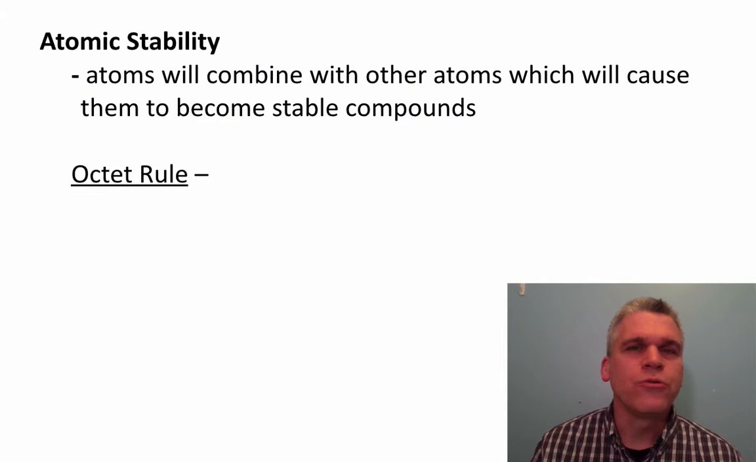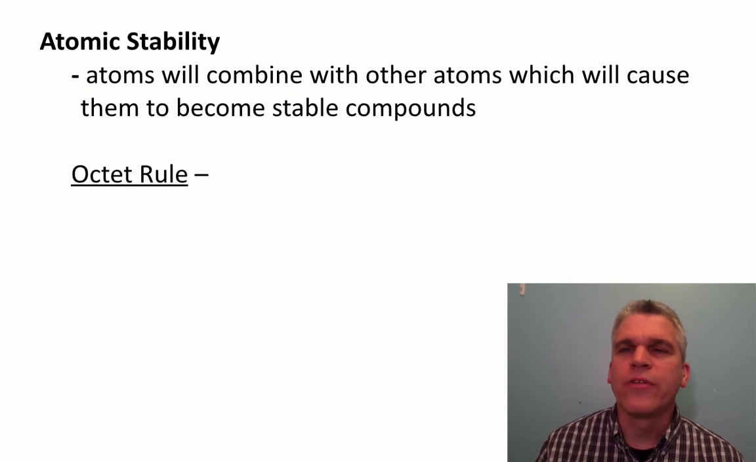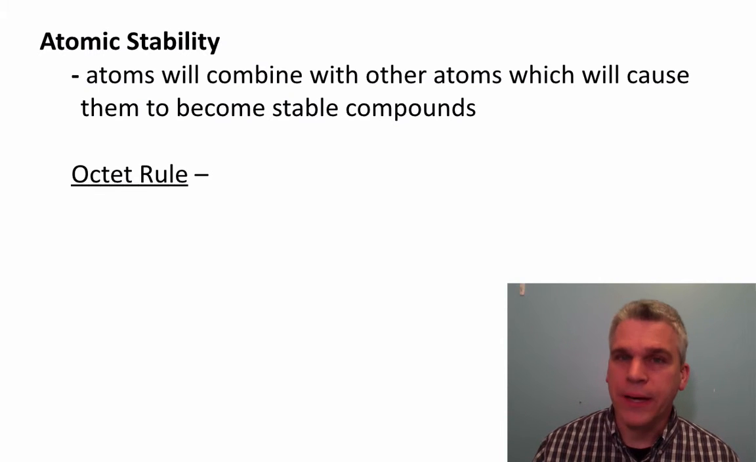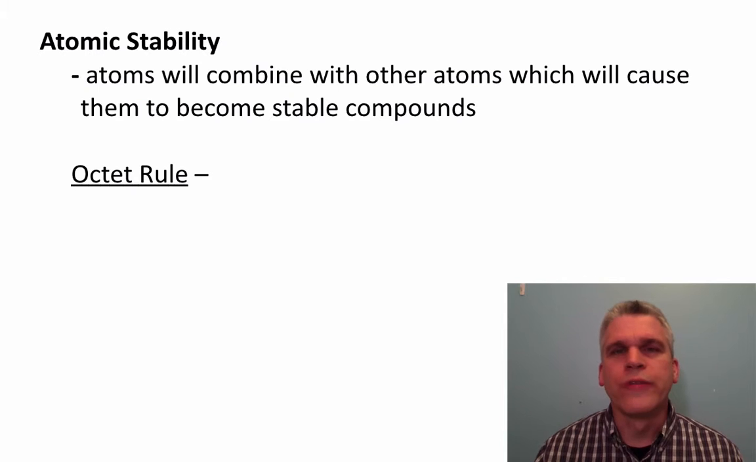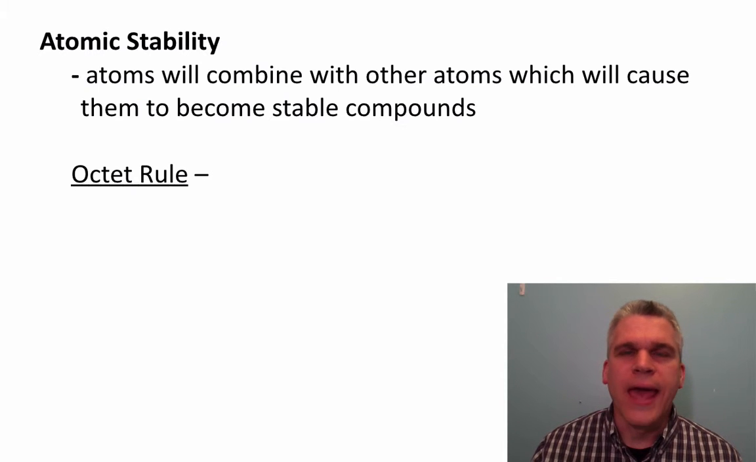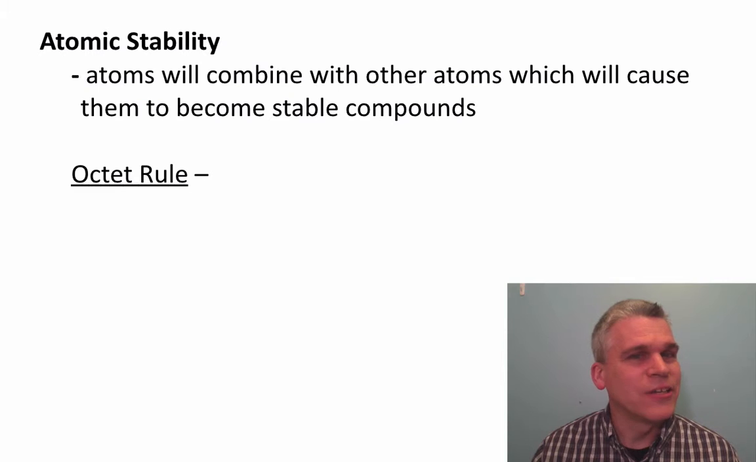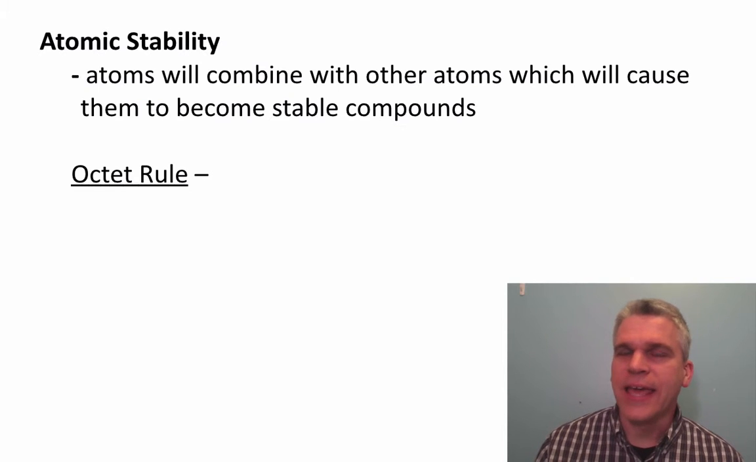And so how they do this is by combining with other atoms. And when that happens, we can take these very unstable elements and make them very stable compounds. But there's a certain rule that is always followed when atoms combine. And this is known as the Octet Rule. The beginning of that word, oct, might sound familiar, like an octopus. They have 8 tentacles. Or an octagon has 8 sides.